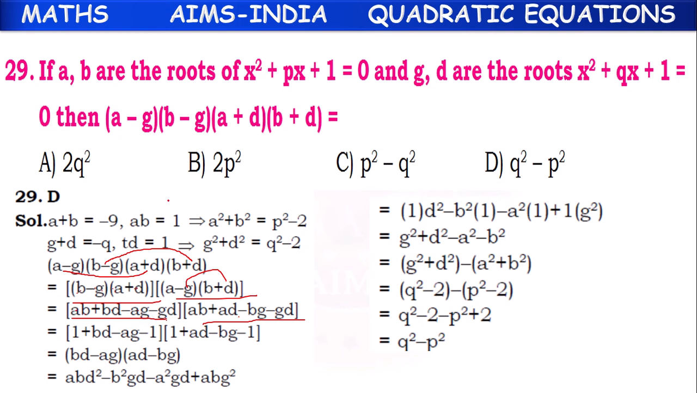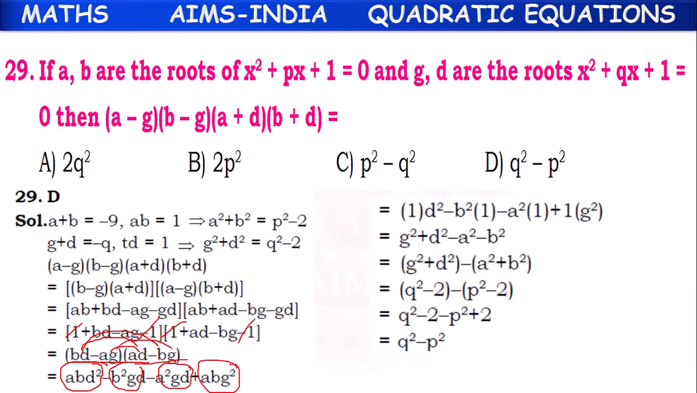So here ab value is 1, we can keep 1. b delta value we don't know, a gamma value we don't know. Here also ab value is 1, gamma delta value is 1, remaining values we don't know. So now 1 minus 1 gets cancelled, 1 minus 1 gets cancelled, b delta minus a gamma will remain, here a delta minus b gamma will remain. b delta into a delta, ab delta square; b delta into b gamma, b square gamma delta; a gamma into a delta, a square gamma delta; a gamma into b gamma, ab gamma square. We will get 4 terms.